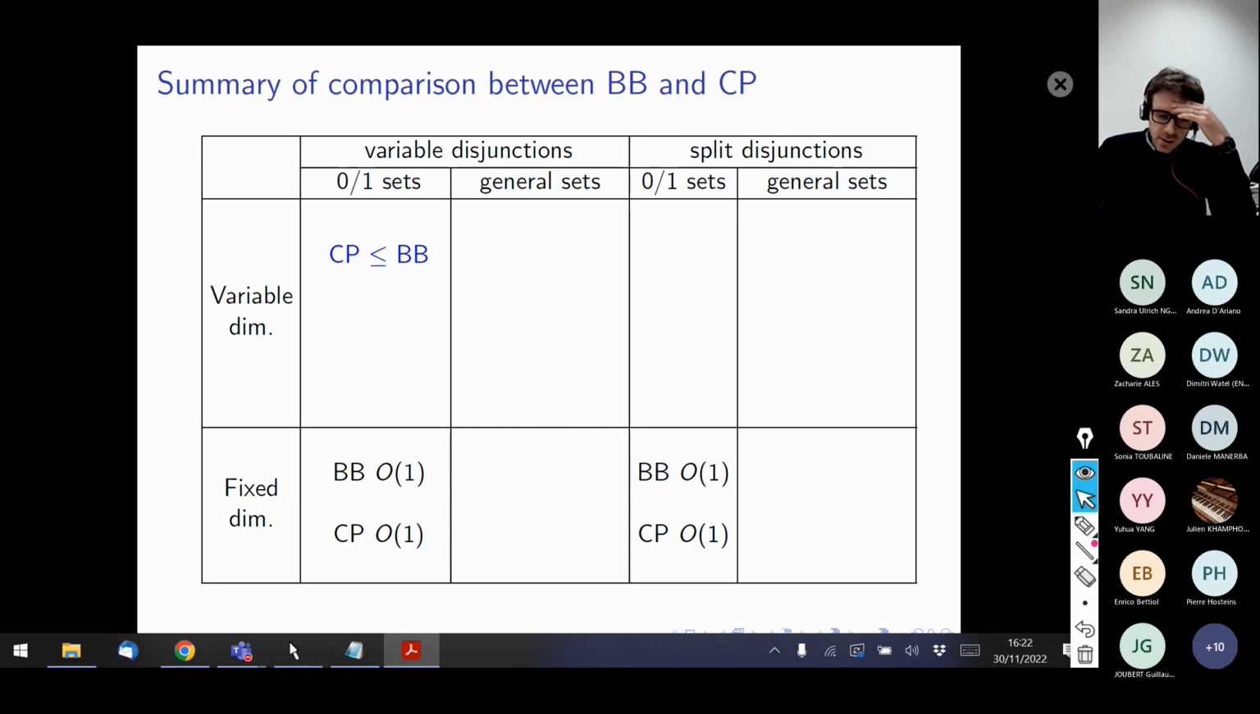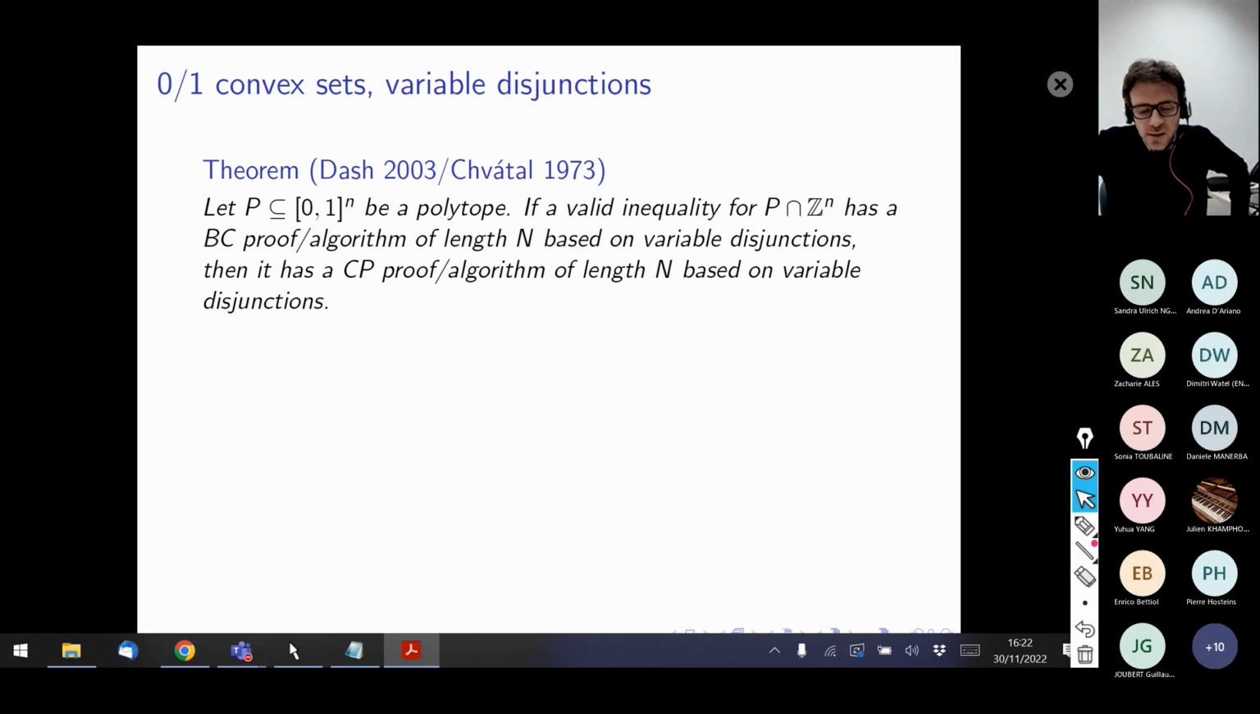First non-trivial result is this one. So in the 0-1 setting, this notation means that if you have a branch and bound algorithm proof of some length, then you also have a cutting plane proof of the same length. So in a sense, in the 0-1 setting with variable disjunction, cutting plane dominates branch and bound, which might be a little bit surprising, of course, from the theoretical point of view. Actually, this result is due to Dash, implicitly Chvátal, but let's say it's due to Dash.